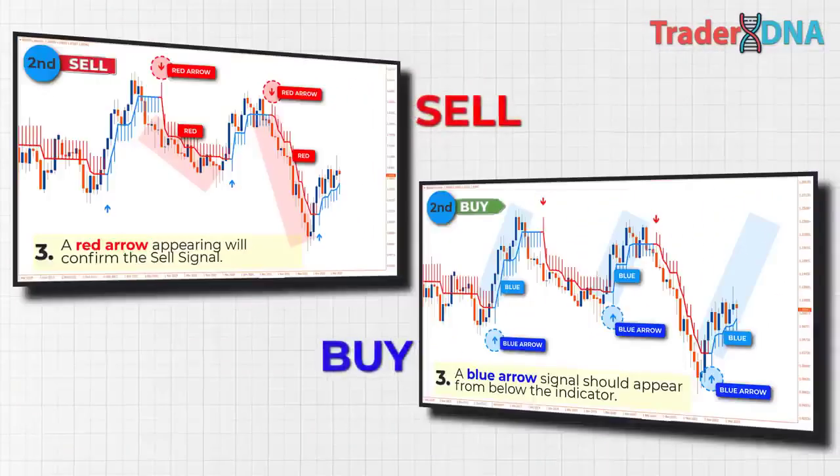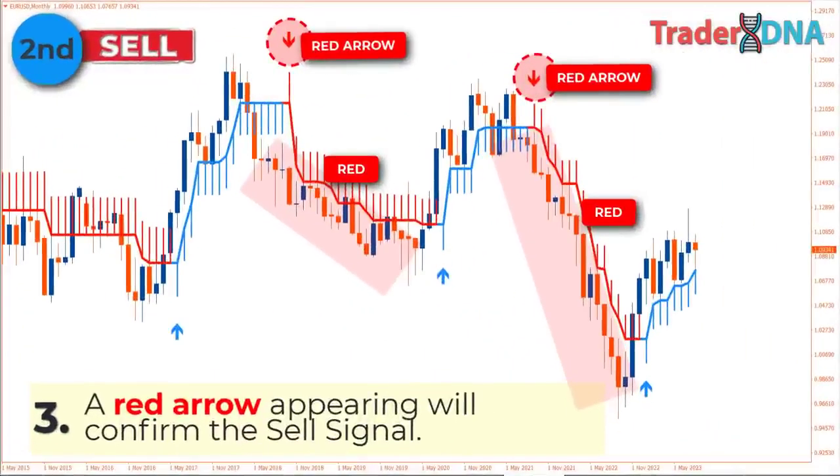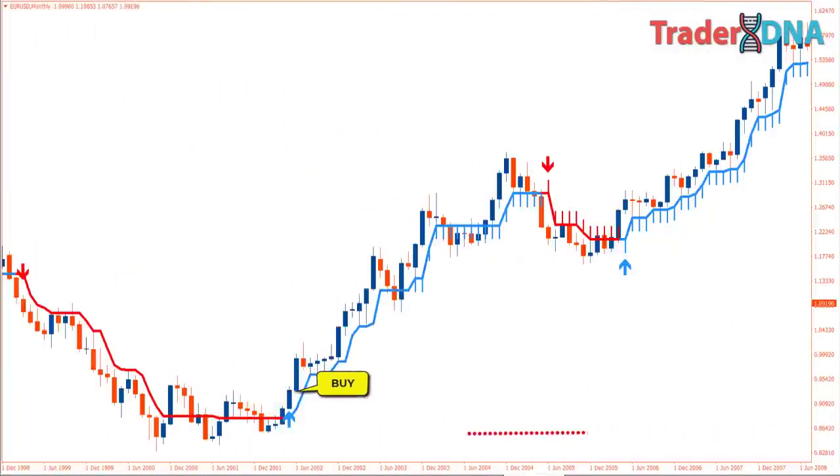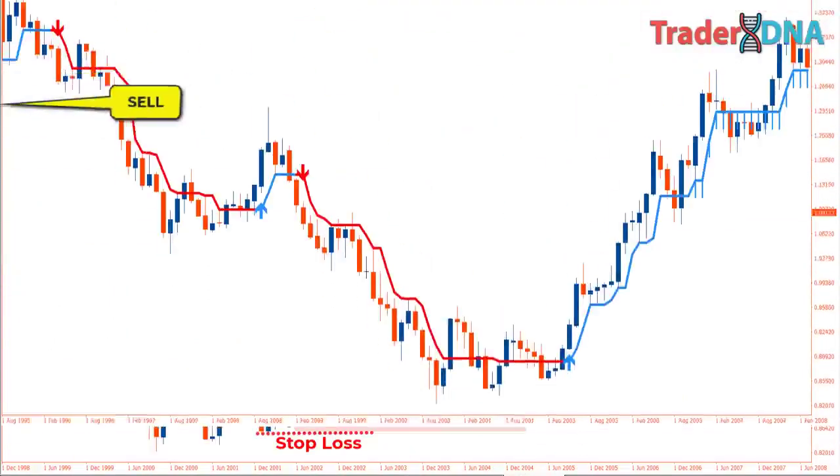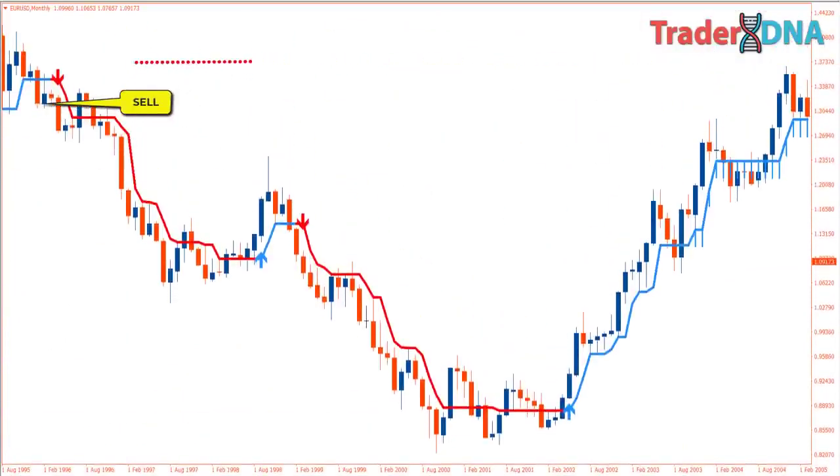Once you confirm the entry and make the trade, you can hold the position and follow the trend until you see the opposite signal. To manage risk, for buy positions, set a stop loss below the previous low. For sell positions, set a stop loss above the previous high.